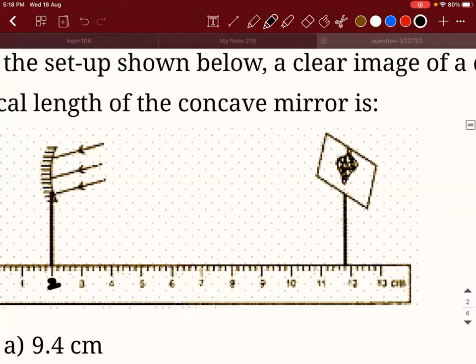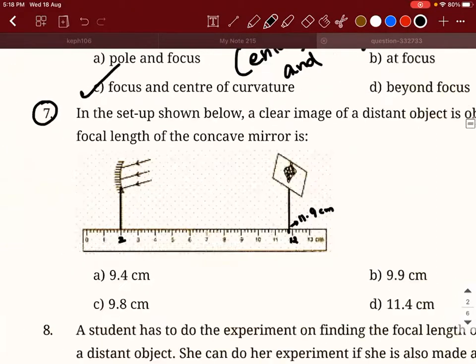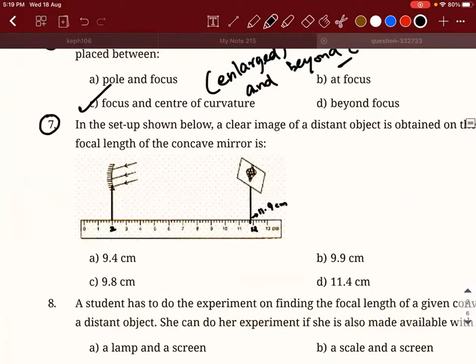This is 2. And this is just 1 millimeter before 12 centimeter. So it is 11.9 centimeter. So what will be the answer, guys? So 9.9. Correct. It should be 9.9. The diagram is not very clear, but yeah.